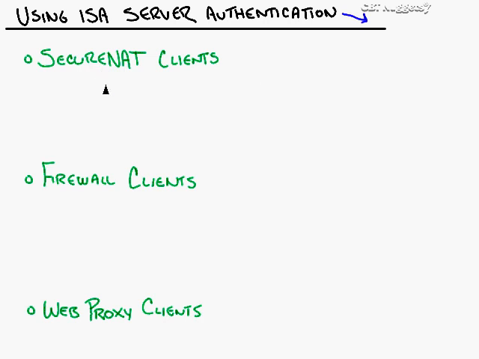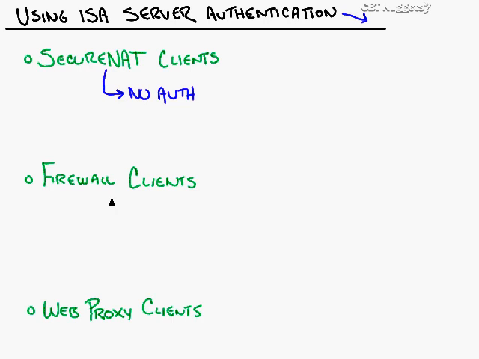Let's start with the Secure NAT client, because the biggest disadvantage with this kind of client is it does not do authentication at all. You cannot use user and group-based restrictions if you have Secure NAT clients. Secure NAT clients can be restricted based on the sites they go to, the content they access, the IP addresses of these computers, the protocols they're using, the time of day. Any one of those can restrict Secure NAT clients, but you can't do it based on user or group membership. Easiest client to configure, biggest disadvantage right there.